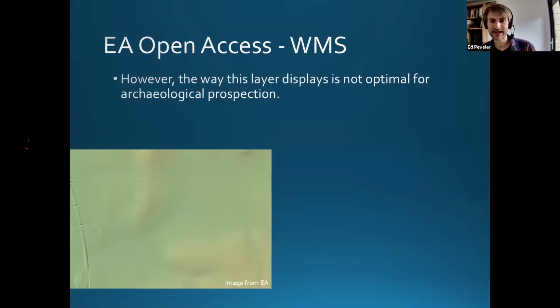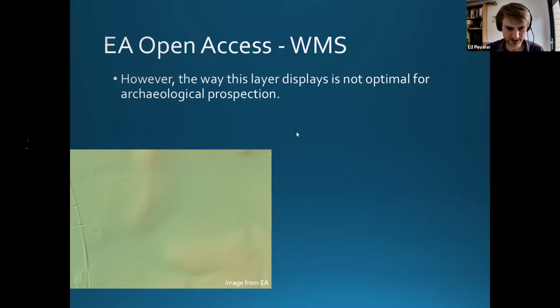However, the way this layer displays is not particularly optimal for archaeological prospection. And that's part of the reason for today's session, because you can go and view this data through the NLS website or through the Environment Agency's website. And you can see a good amount of detail in there. However, for the purposes of looking at archaeological sites, often this sort of color ramp with a bit of a hillshade doesn't work particularly well.